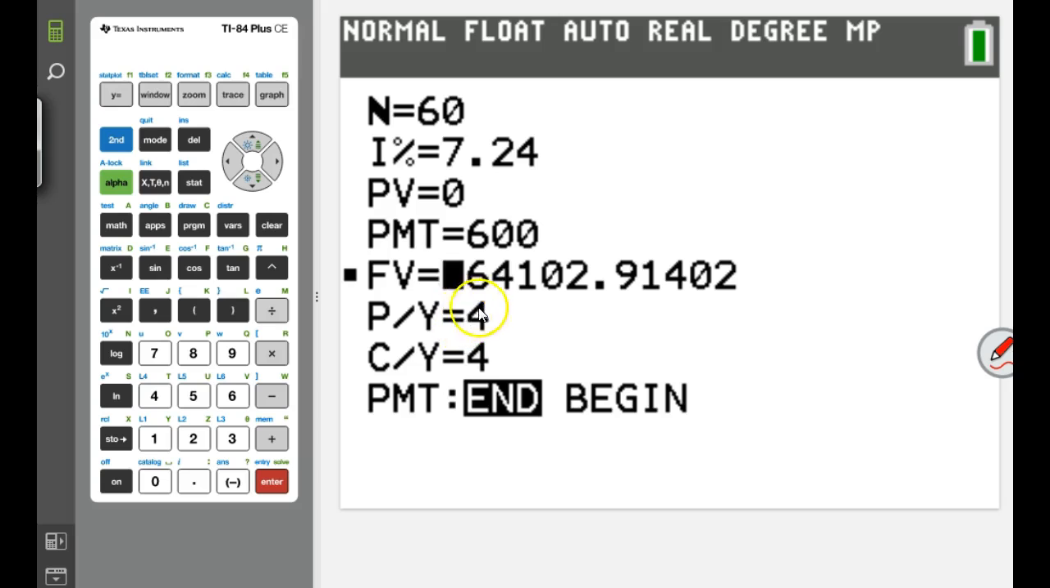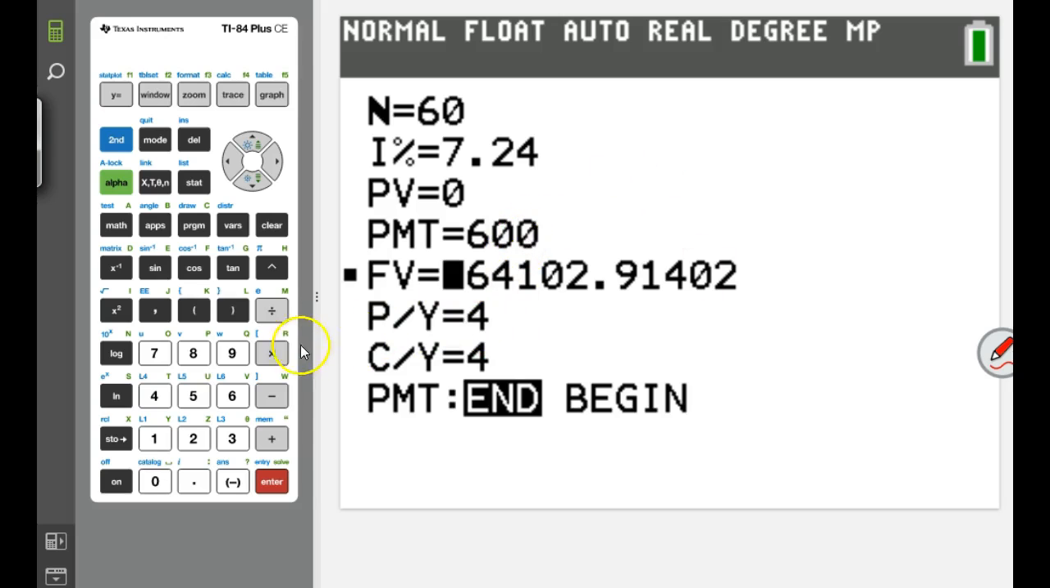Now, the future value of this account is $64,102.91. Is this already done on your worksheet or not? No? Okay. Why is it negative is always a question. The program, guys, think about this. The program has to be telling a difference between whether you're giving the bank the money or the bank's giving the money to you. Okay?